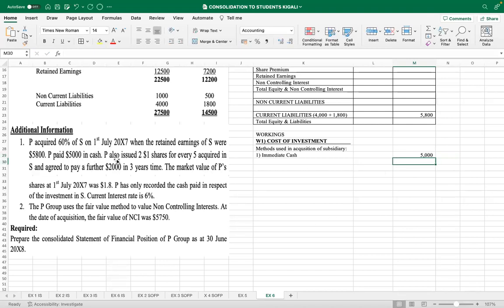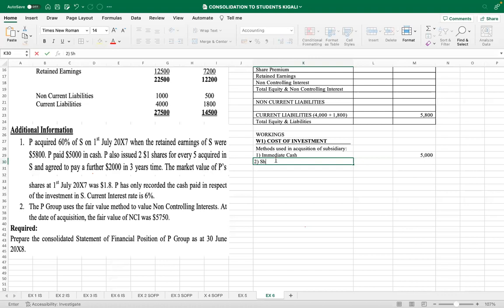P paid 5,000. P also issued 2 $1 shares for every 5 shares acquired in S. But they have not told you how many shares were acquired. You are only told they acquired 60%. Remember, in example 5, you were told 24 million shares were acquired. But in this case, you have just been told 60% of the shares of S are acquired, but not how many shares. So that leads us to number 2.